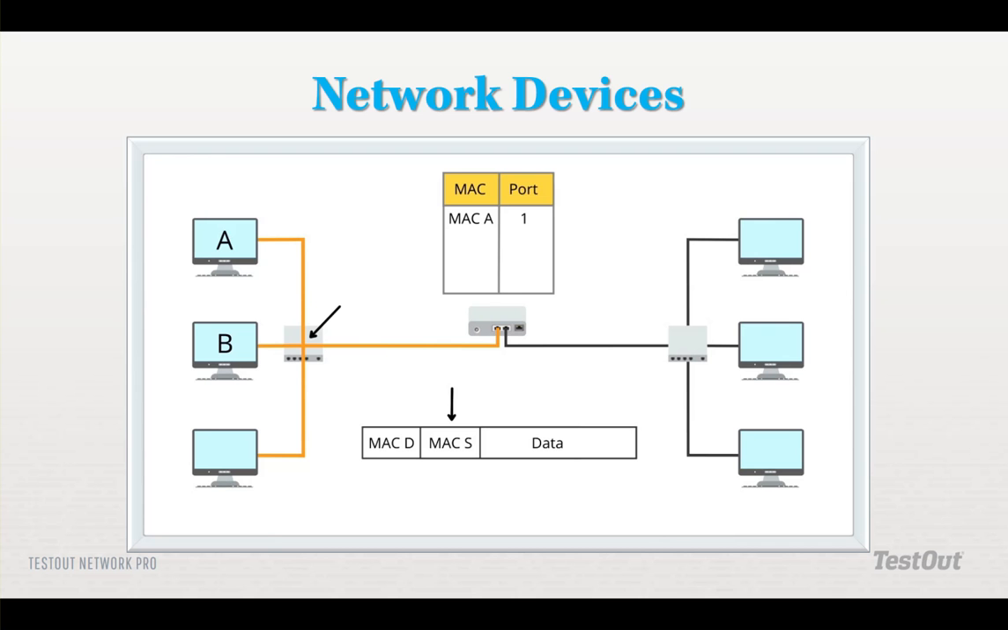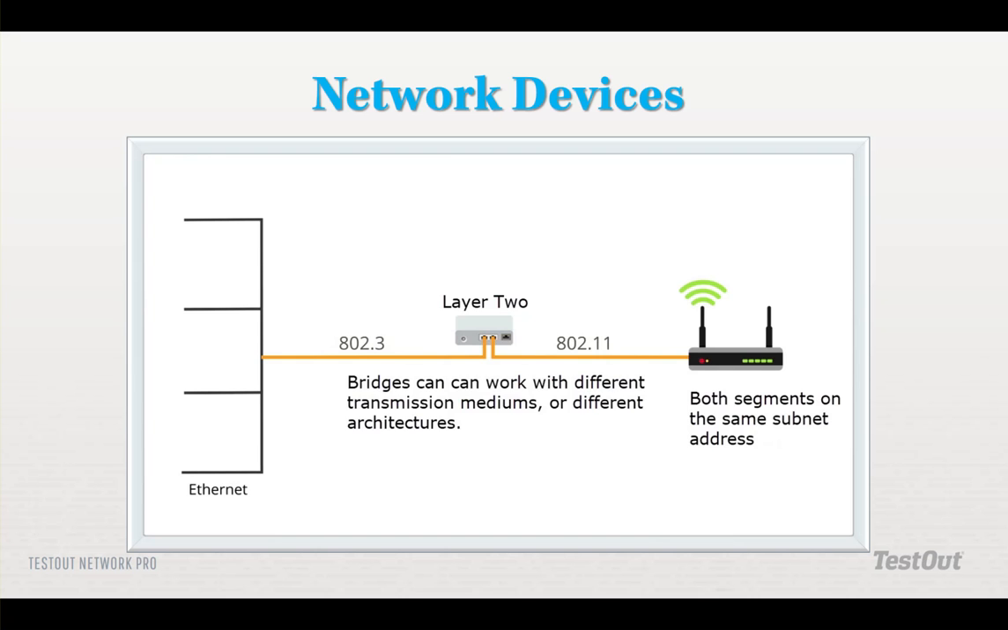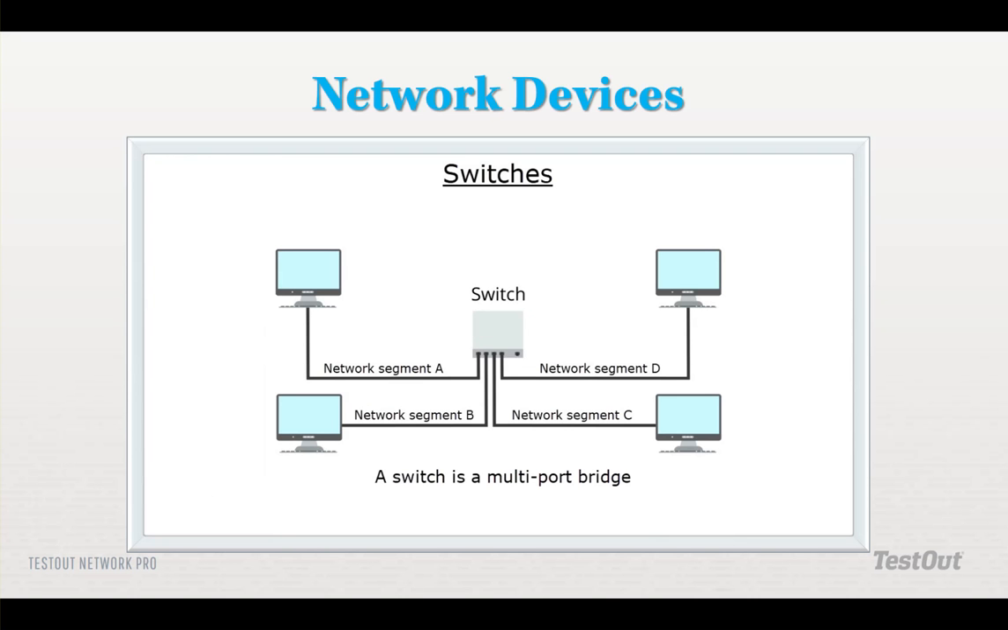So again, you can see how this works through the data flow. It needs the MAC destination, the MAC source, and all the data is in here. So you can learn about this in the video in great detail in here. So bridges are layer 2 devices in here. So we'll keep going through this over here.